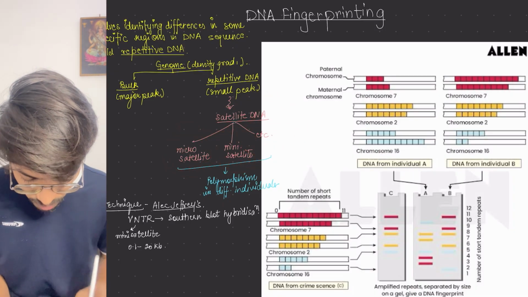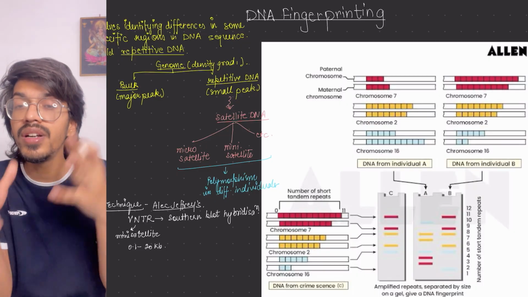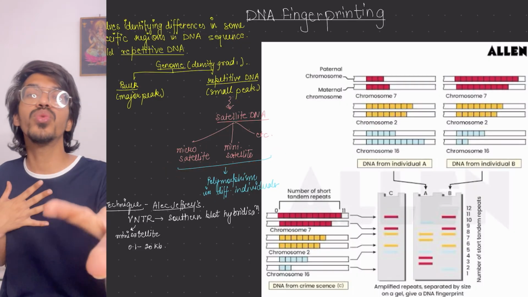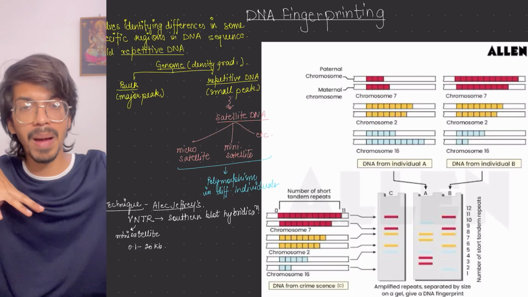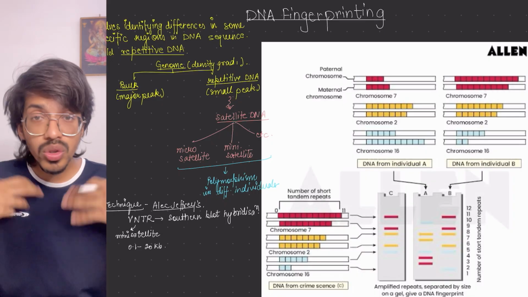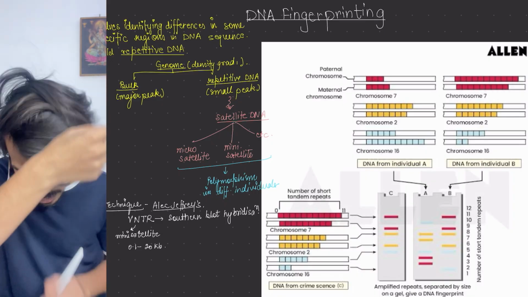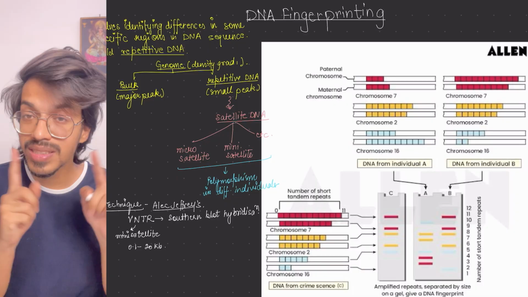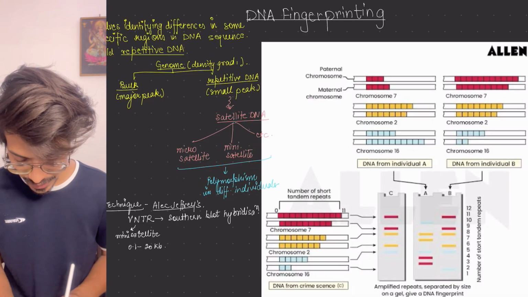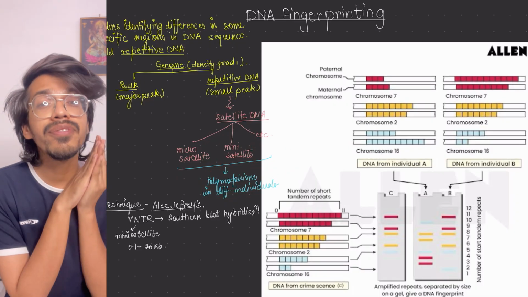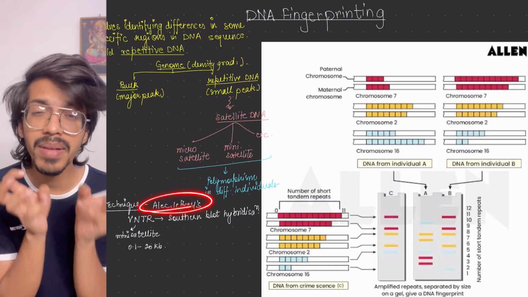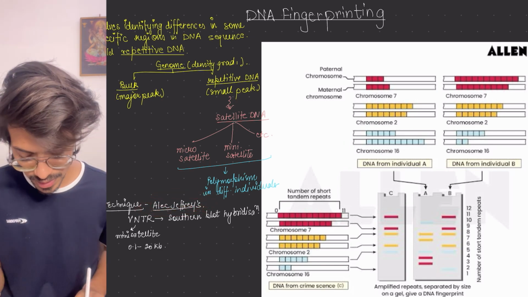Now these micro and minisatellites are different in different people. I am different, you are different, that person is different, mother is different, father is different. This is called polymorphism. Now the technique of finding the DNA fingerprinting was developed by Alec Jeffreys. If you remember about biotech, it is pretty much the same. Six steps are given in NCERT, go through it.